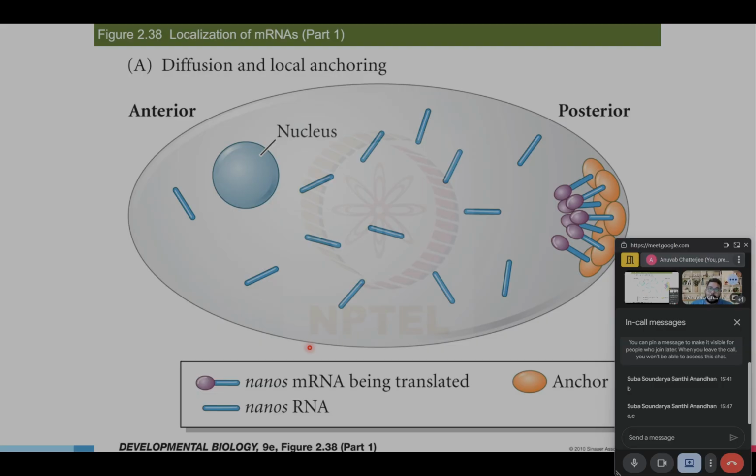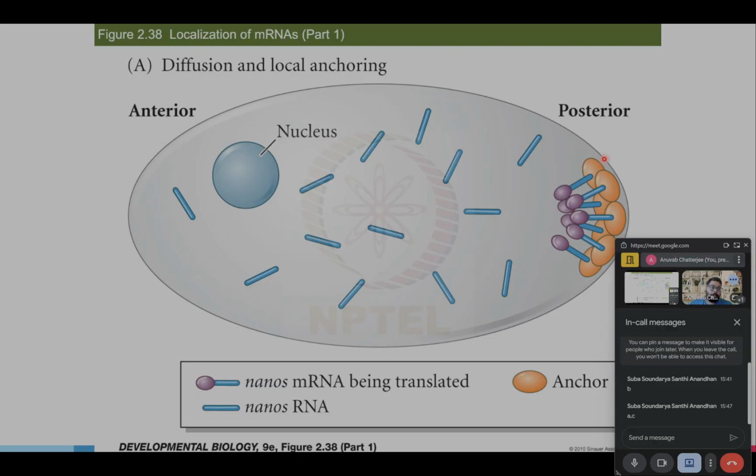So this is how diffusion and anchoring of the nanos mRNA occurs. The nanos mRNA is maternally deposited. By this time, fertilization has not yet occurred, so it is just the oocyte nucleus, which is not transcriptionally active, so it is not making anything. The nurse cells, which are on this part, pump a lot of products into the oocyte, one of them being the nanos mRNA. The nanos mRNA gets into the oocyte and is essentially diffusing throughout the cytoplasm.